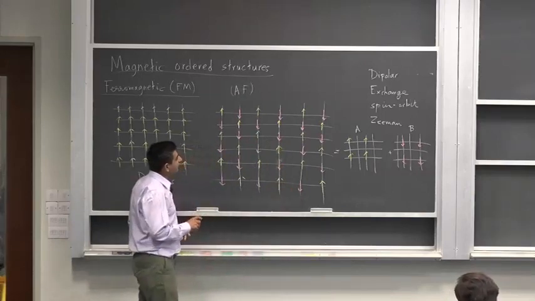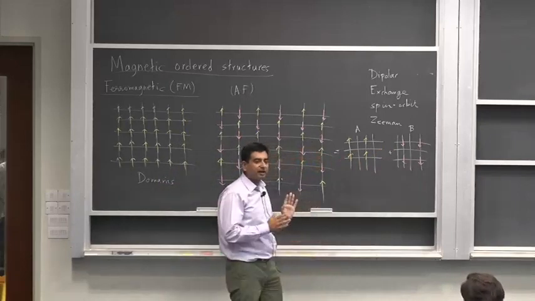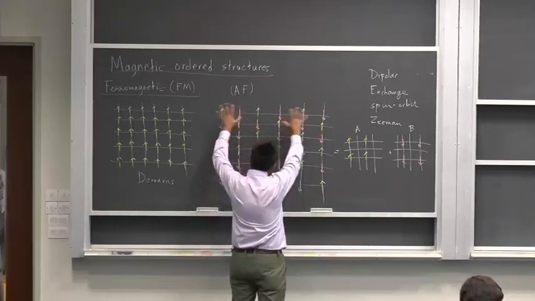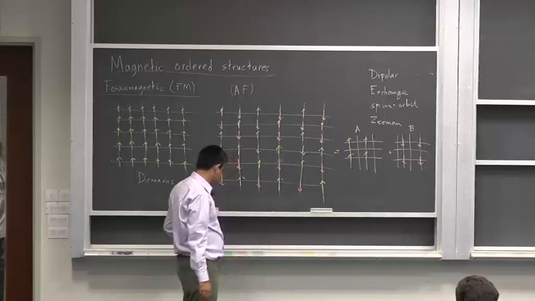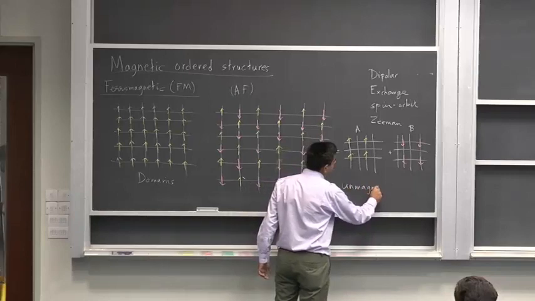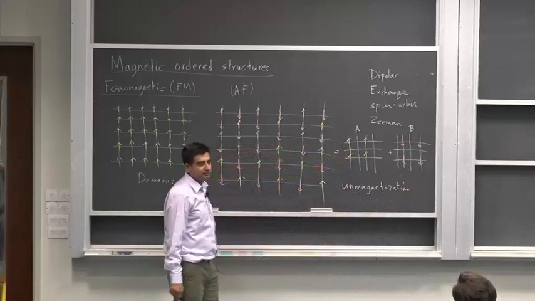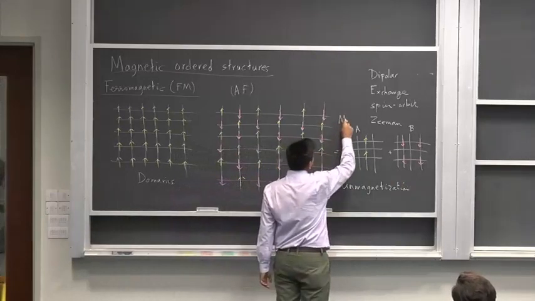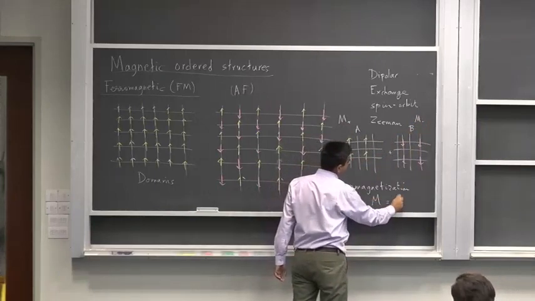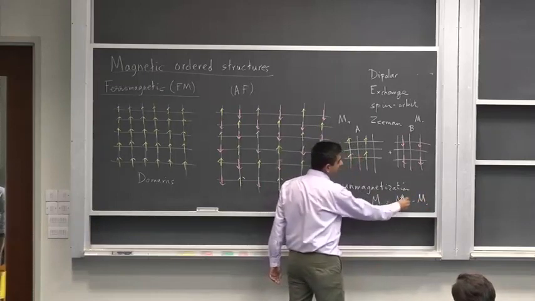In antiferromagnetic ordering, the moments on side A and the moments on side B are the same in magnitude, opposite in direction. So as a whole, this domain is going to be unmagnetized. The magnetization is 0 if it's a perfect antiferromagnet. So if you have a magnetization M plus here, and a magnetization M minus here, the overall magnetization is M plus minus M minus, where these are the magnitudes.